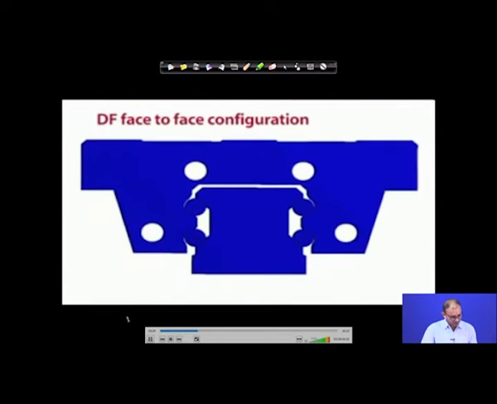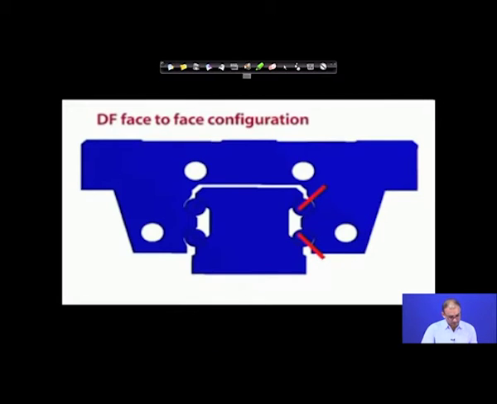Correct. So, now there are different configurations for how we can define those things. It is called face to face configuration, DF. Now, what is that? If the centers of both the balls go inside, then it is called the face to face configuration. You can see that contact points are here. These are the contact points of this bearing and these are of this bearing. If you extend the lines of the centers, they will meet inside the part, not on the outer side. That is why it is called face to face configuration.